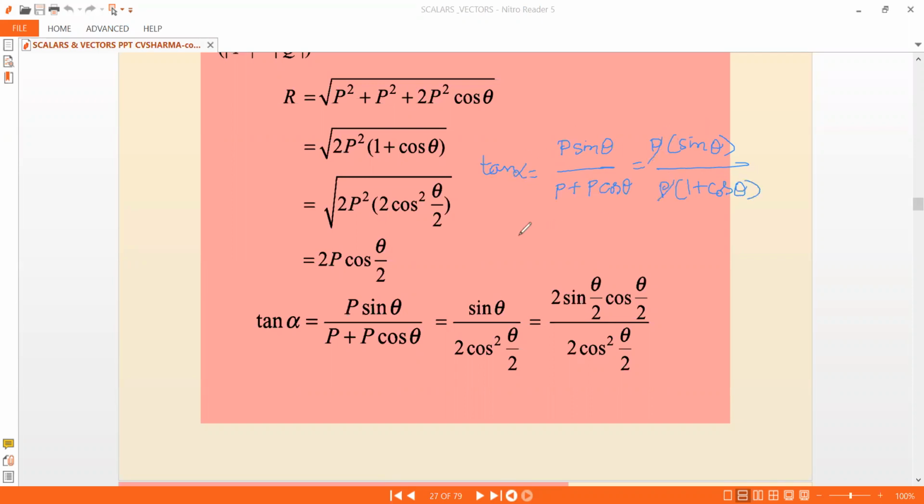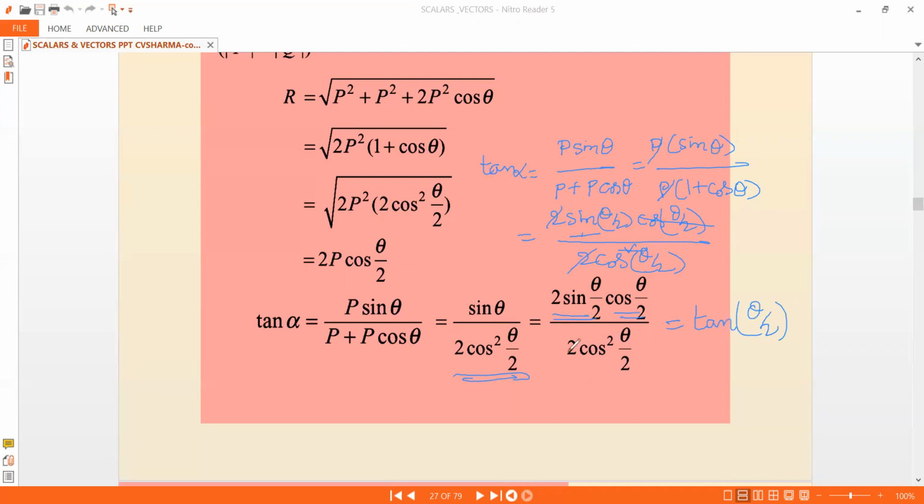Now sin theta can be written as 2 sin theta by 2 cos theta by 2. And 1 plus cos theta can be written as 2 cos square theta by 2, which is depicted here. And sin theta is 2 sin theta by 2 cos theta by 2. Now this 2 gets cancelled, and one cos theta by 2 from the numerator and one from the denominator cancel. Sin theta by 2 divided by cos theta by 2 becomes tan theta by 2. This is what you have.